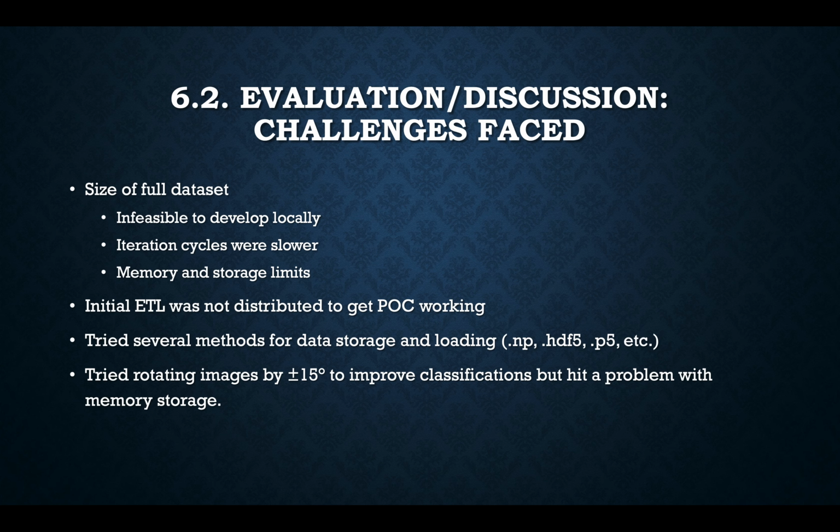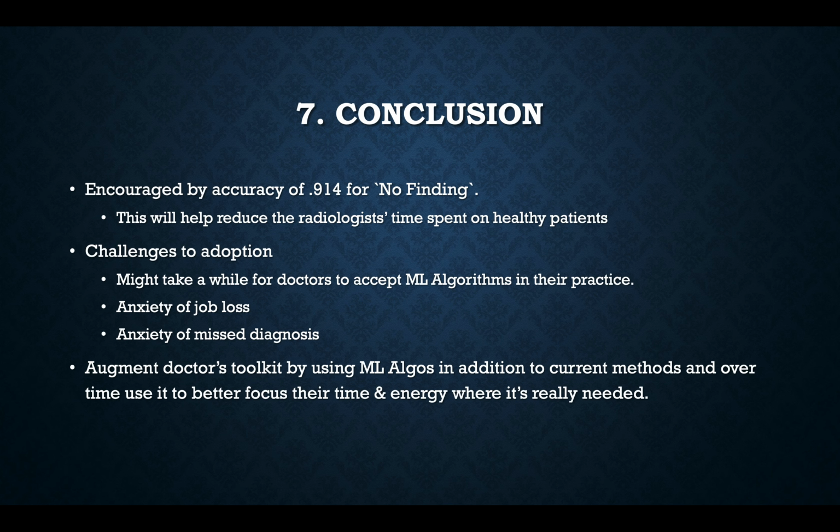However, we kept on running into a lot of these memory errors, and we've tried several different methods for data storage and loading, including NumPy, HDF5, Petastorm, and pickling. We tried adding additional synthetic images by rotating the images in order to improve classification and reduce rotational invariance on CNN models, but we ended up hitting a problem with memory storage.